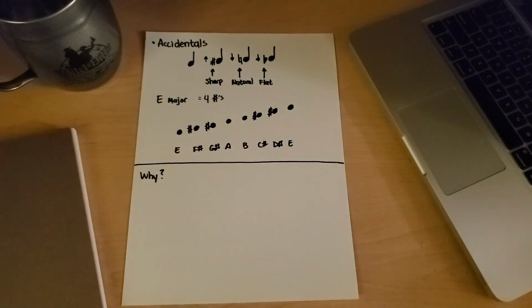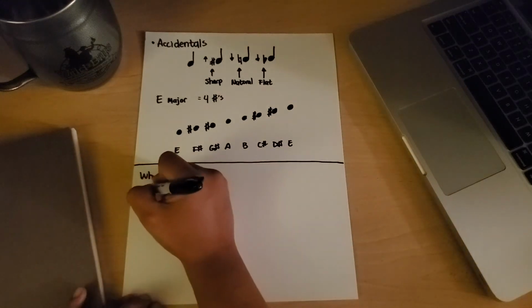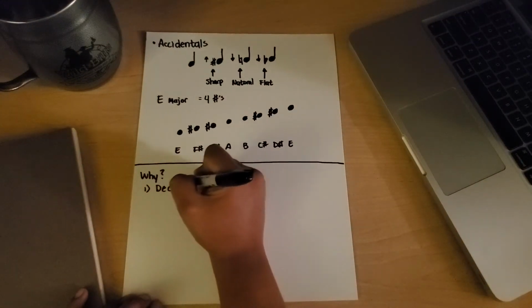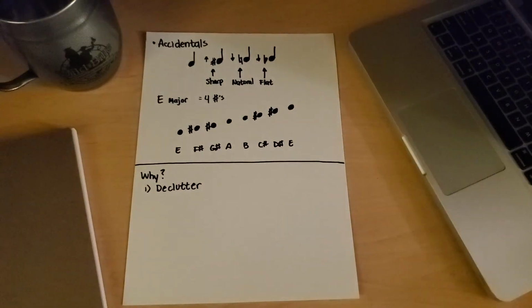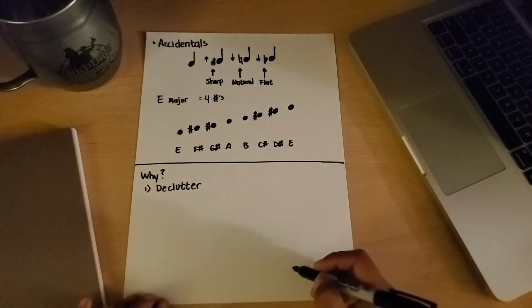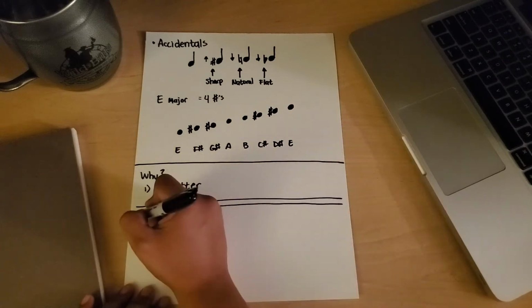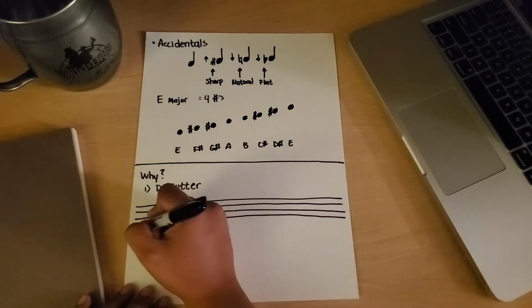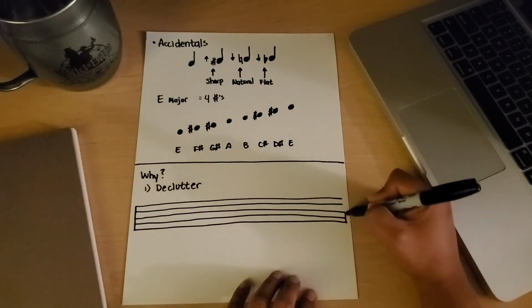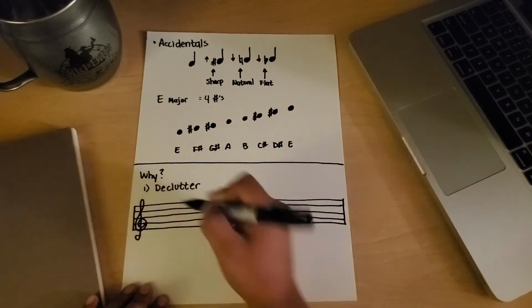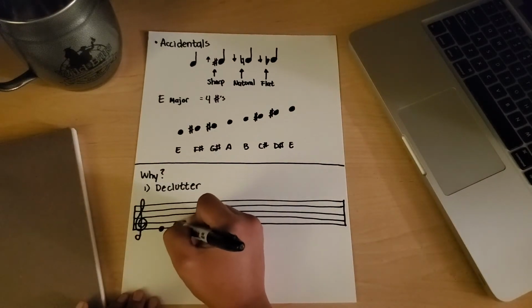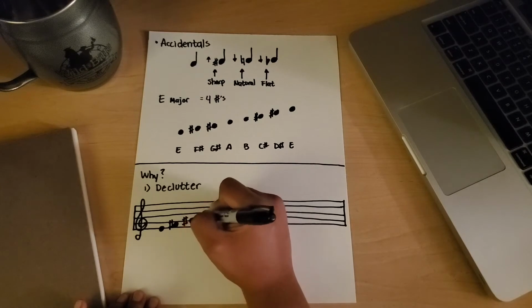Now, why is any of this important? Well, the reason this is important is because key signatures help visually declutter what we are seeing in our music, in our sheet music. So let's take the E major as an example. So let's draw a staff. We'll use a treble clef. And now we are going to write our E major scale on this staff.